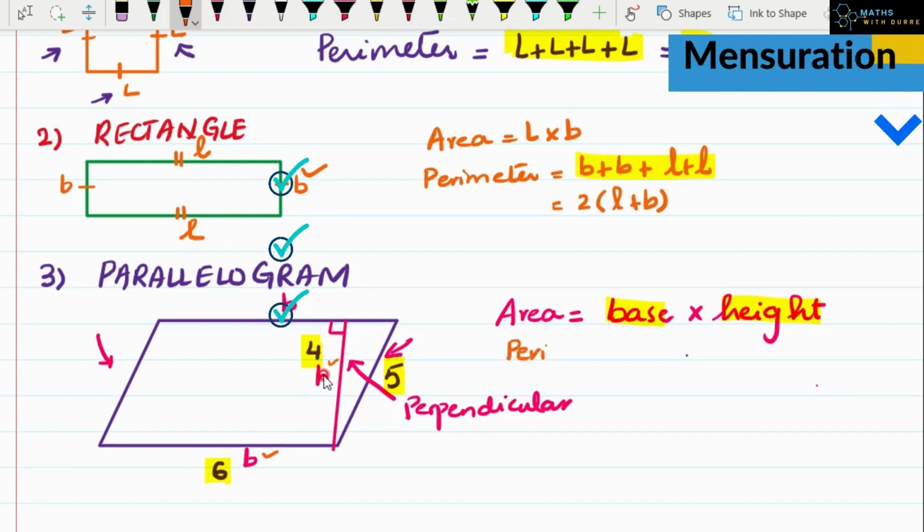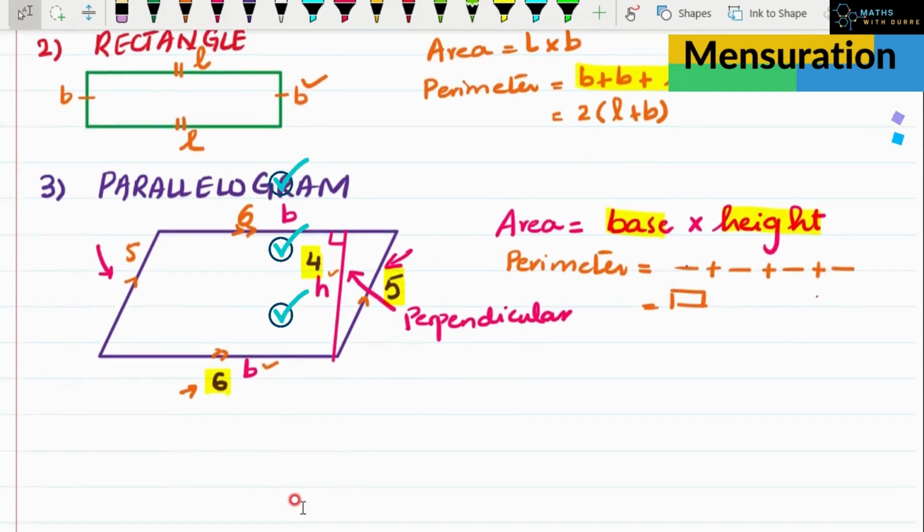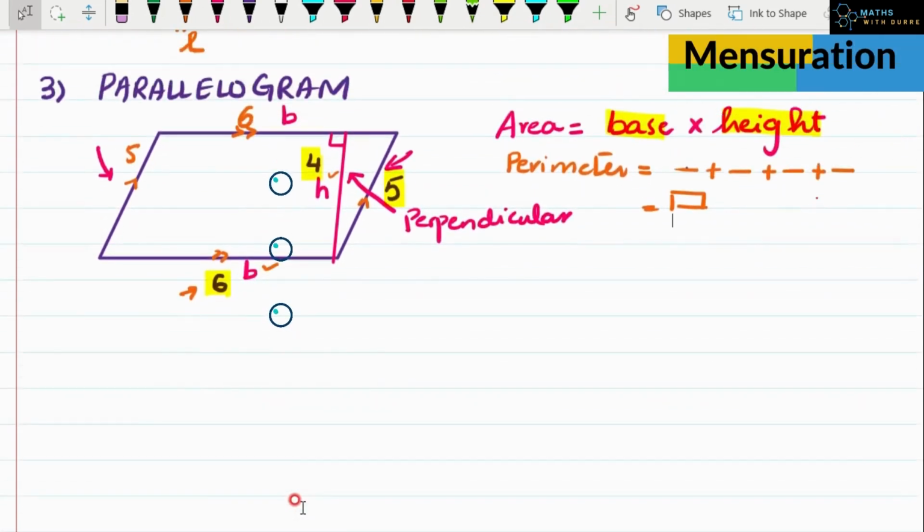To calculate its perimeter, we just need to add all the sides. Just need to add all the sides. In a parallelogram, the opposite sides are equal and parallel too. So it means you can just add all the sides. If this one is a 6, this side will also be a 6, and same as this side will be a 5. So you will add all the sides to get the answer of the perimeter. Right?